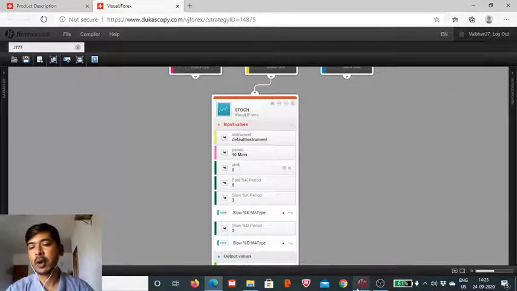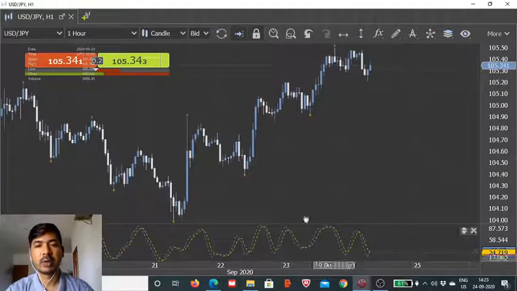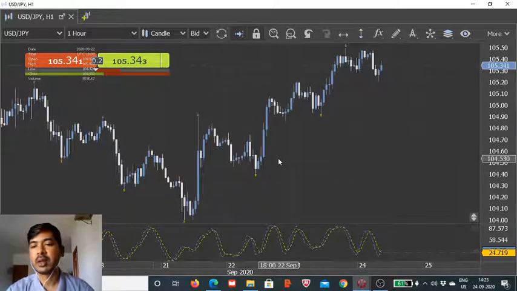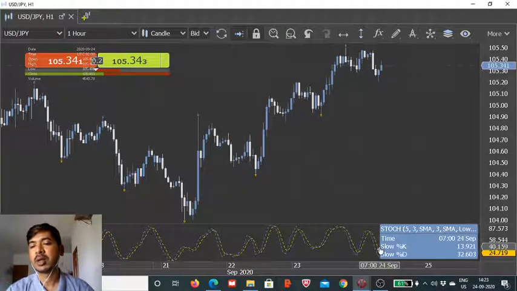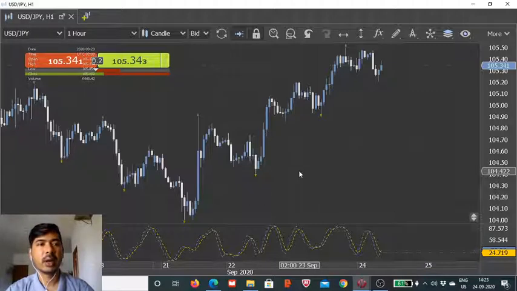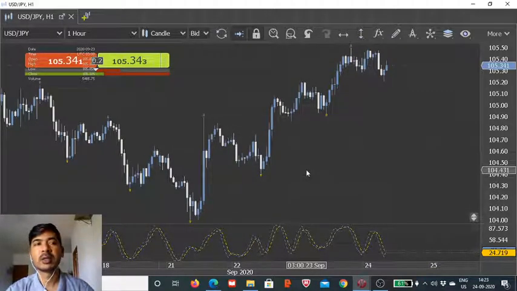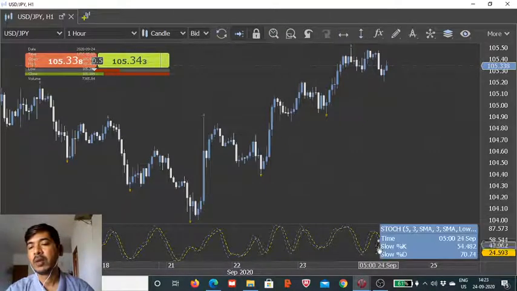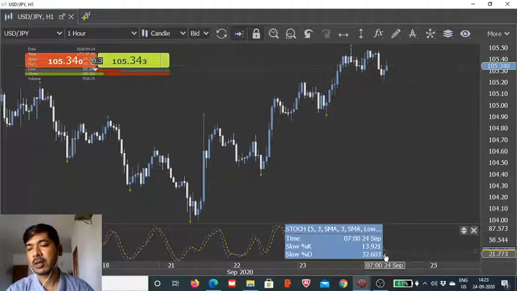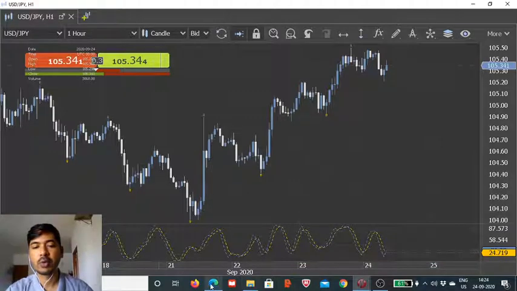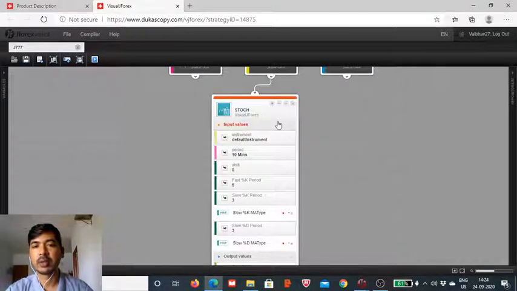We will also plot this on the chart so that it will be easier for us to understand how this indicator works. So here, coming to the USD JPY chart, which is for the 1 hourly time frame, we have plotted the stochastic with the default configuration 5, 3 SMA, 3 SMA. Here I will explain the input parameters of this stochastic block.